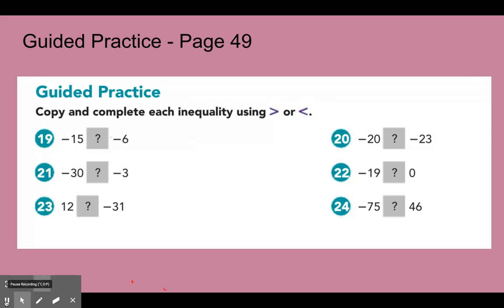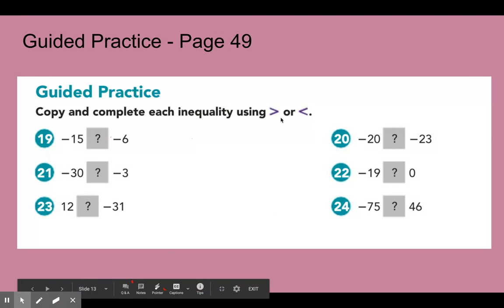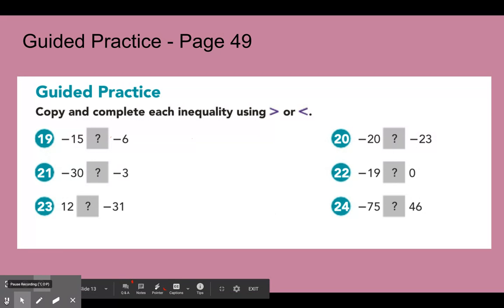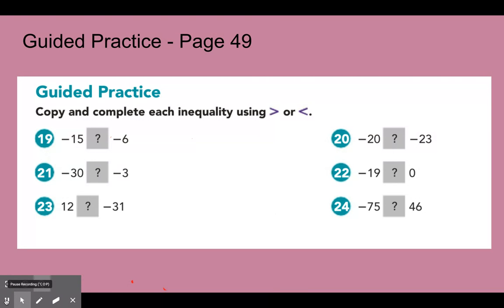Try writing some statements of inequality on your own. Label your notebook, page 49, numbers 19 through 24, and you are going to be using greater than or less than for each of these numbers. If it's helpful, draw yourself a number line, put 0 in the middle. Remember, your negative numbers are to the left, your positive numbers are to the right. Pause the video here and complete 19 through 24.